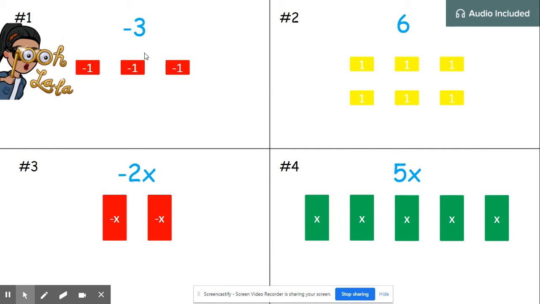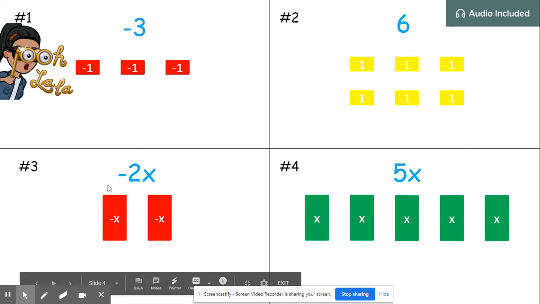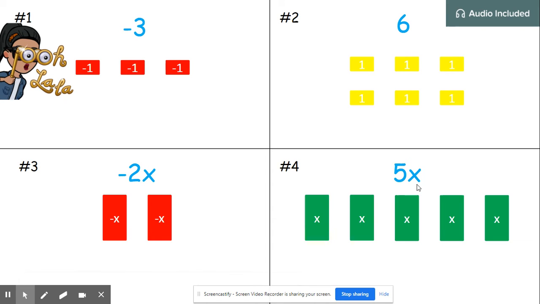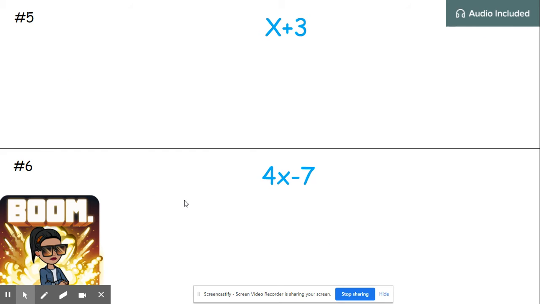Our smaller ones, red is negative, so we're going to have a negative sign. Our yellows are positive, so we're going to be using a plus sign. Our red larger rectangles are -2x, so that has our variable. x is a variable, something that we don't know yet. 5x is green, so anytime we see the green ones, we're going to do 1, 2, 3, 4, 5x, so it stays positive.